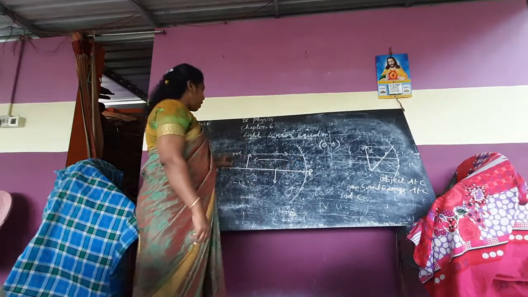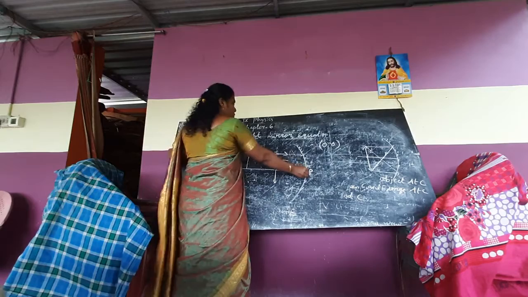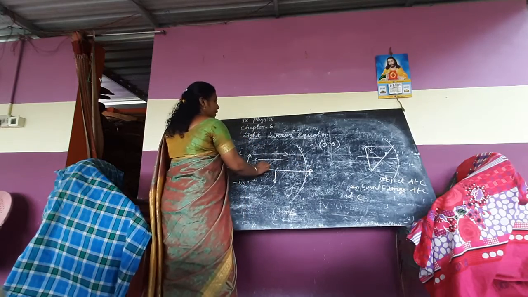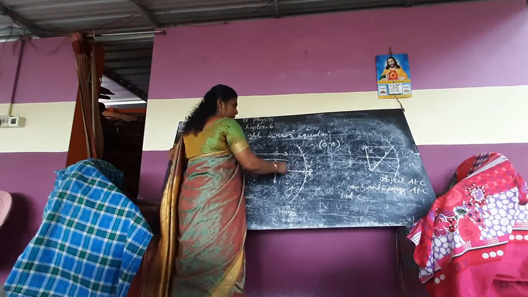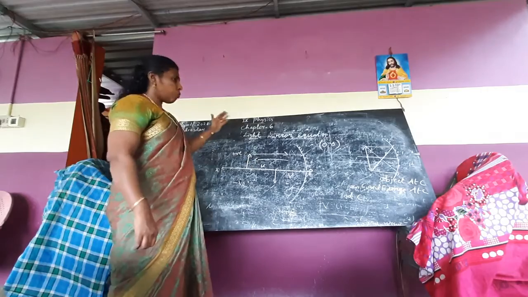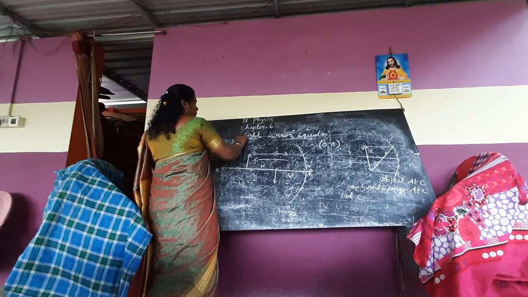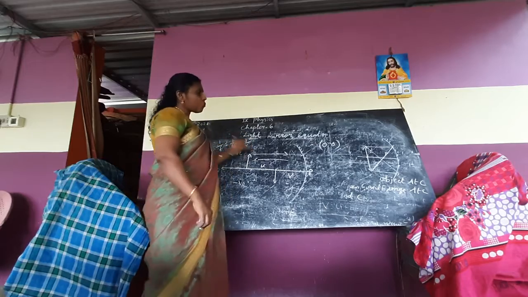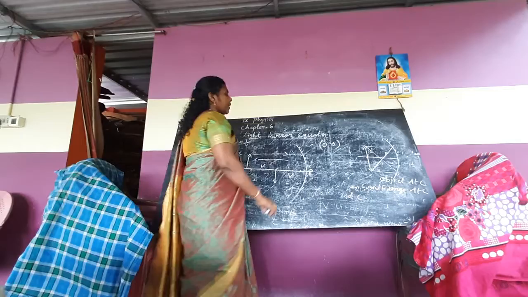Okay, so how to find the distance, all the distances measured from the pole to the object? Denote it with the letter U. Then pole to image, denote it with the letter V. Like that only you will measure the focal length. The mirror formula you have learned now: 1 by F equal to 1 by U plus 1 by V. So like that you have to find the object distance, image distance, focal length, everything.